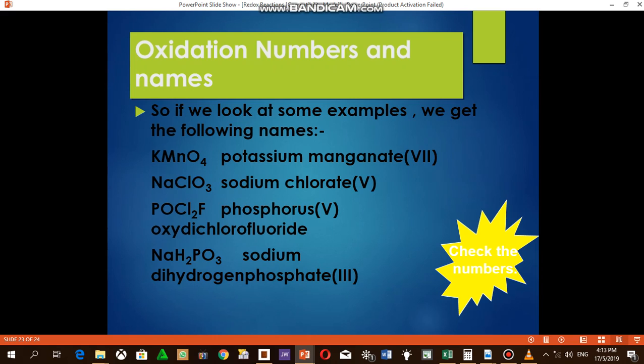Sodium dihydrogen phosphate(III). Phosphate. We have an anion there with an oxygen, isn't it? The 3 is indicating that the phosphorus has a +3 oxidation state. Potassium dichromate. The chromate part, chromate(VI). The 6 is indicating the oxidation state of chromium, which is +6. So some of these compounds, we specify the oxidation state because there are more than one possible oxidation states of that element. So the oxidation state is to be specified.